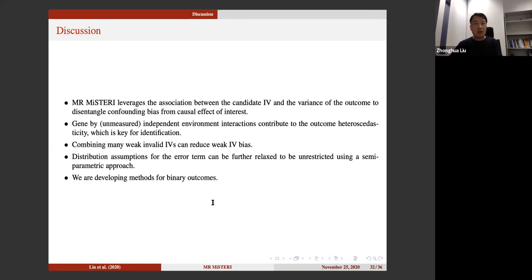In the future, actually, we have some results already. The error term for the continuous outcome can be further relaxed to be totally unrestricted. We don't have any parametric distribution for the error term using our semi-parametric approach. We are going to work on the robustness and efficiency of this semi-parametric approach. Currently, we are also developing methods for binary outcomes. We have made some progress. Hopefully, in the near future, we can share our results for binary outcomes with you.